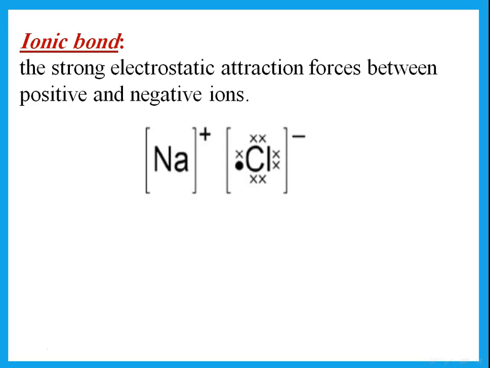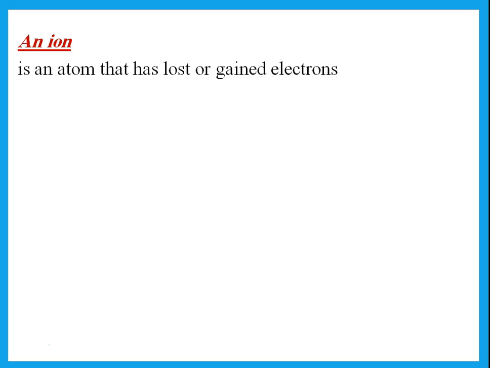So if the question says what is meant by an ionic bond, it is the strong electrostatic attraction force between positive and negative ions. When the atom loses or gains electrons, it becomes an ion. So an ion is actually an atom that has lost or gained electrons. And remember, the atom contains protons, neutrons, and electrons. It will always lose or gain only electrons. We don't lose or gain protons or neutrons.